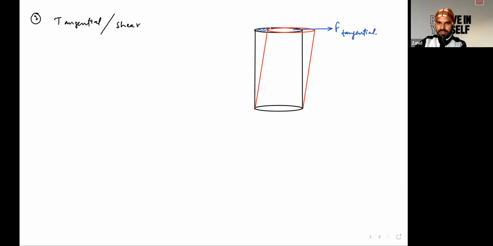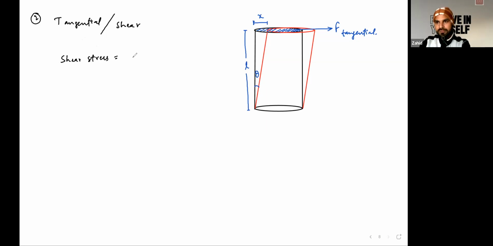Over this particular cross-sectional area, there is a shift from this point to this point, let's say X. The length of the wire, or length of this particular cylindrical rod, is L, and there is a deformation in its shape, theta. So first we define the part related to stress. It will be called shear stress.